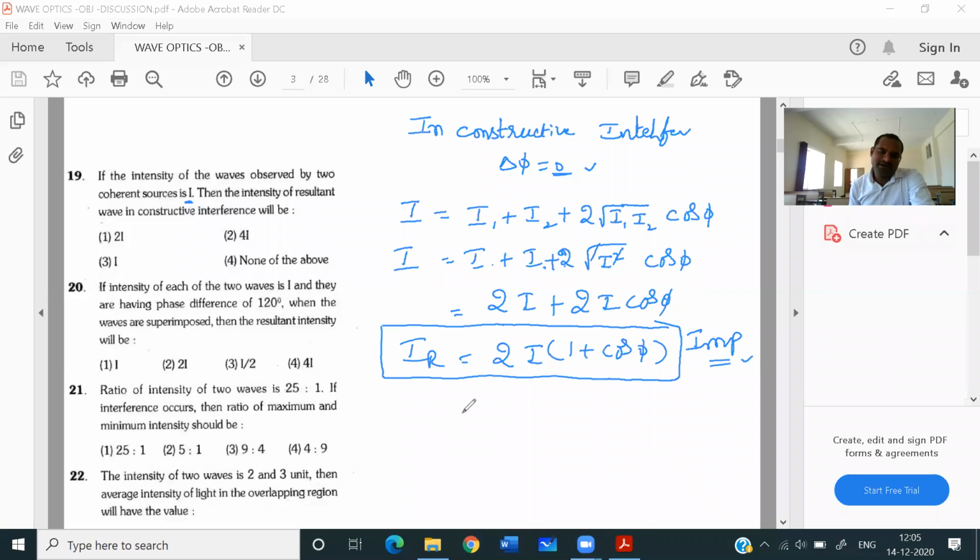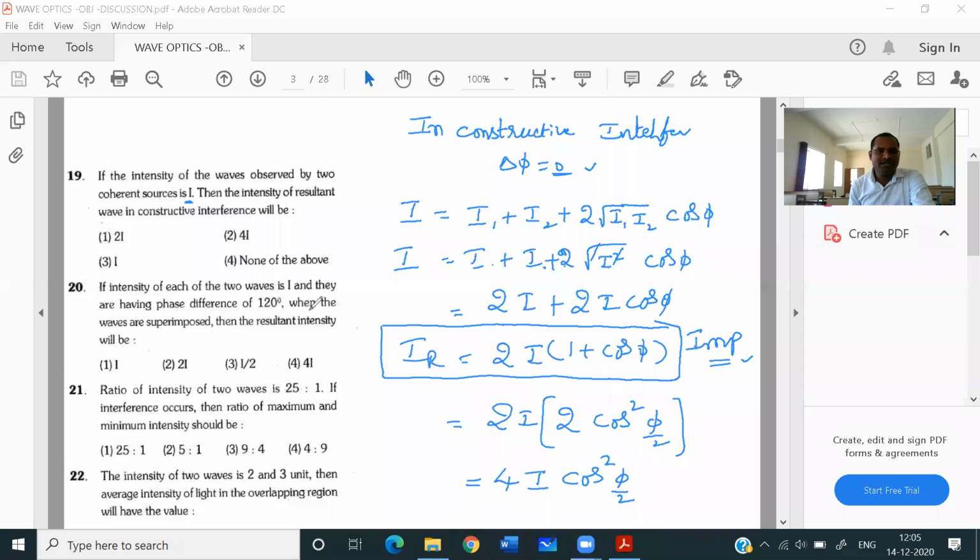Or else it can be written as 2I into 1 plus cos phi, and 1 plus cos theta can be written as 2 cos square theta by 2. Do you know this trigonometry formula? So the resultant intensity will become 2 times 2, that is 4I cos square phi by 2.